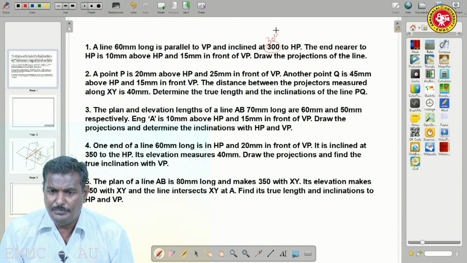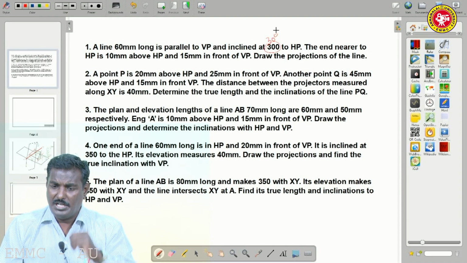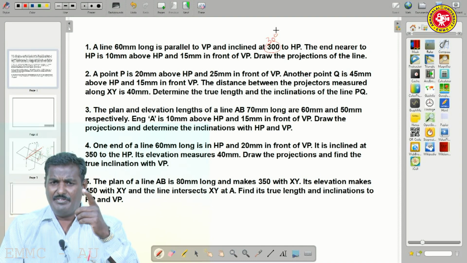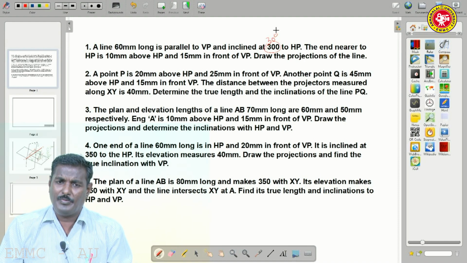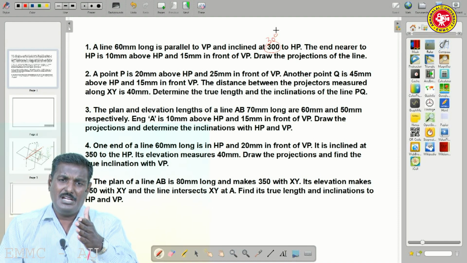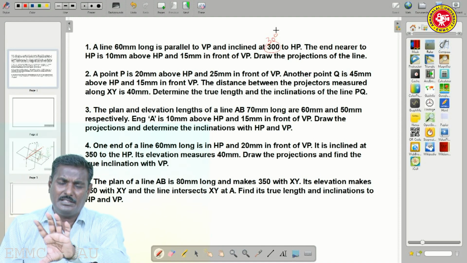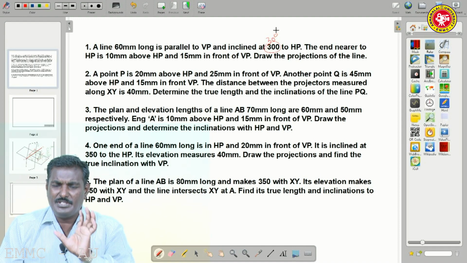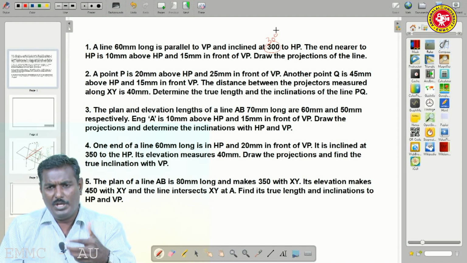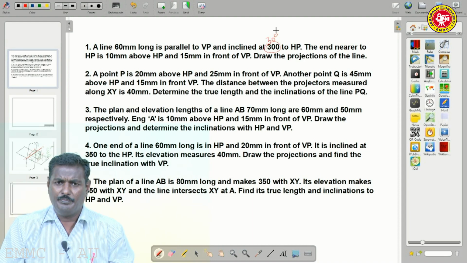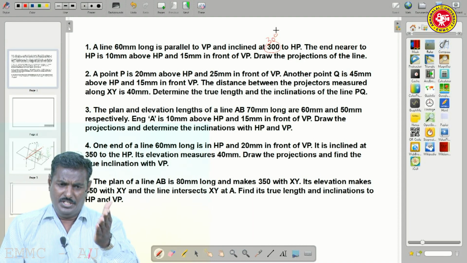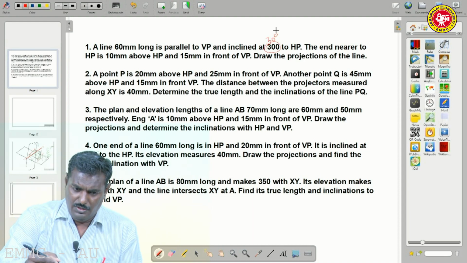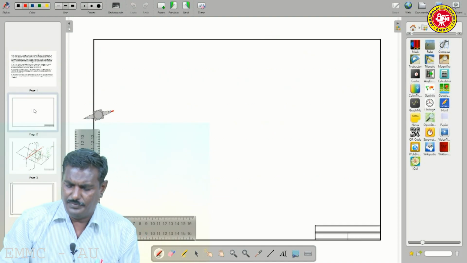So, what is given? You have to take a straight line having a length of 60 mm. That straight line is parallel to the vertical plane, but inclined to the horizontal plane at 30 degrees. The concept is given, the location is given. One end is nearer, so you have to take either A or B and put it nearer. Now, I come to the problems.